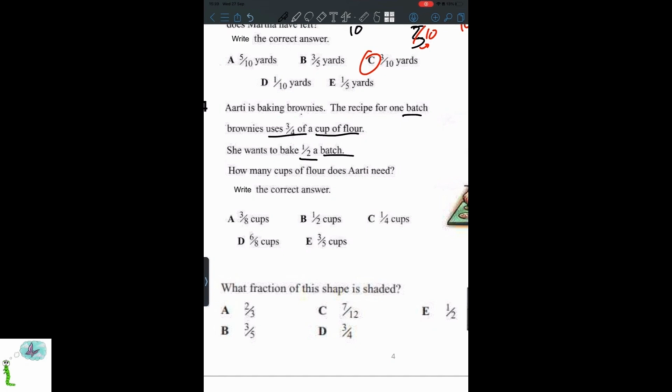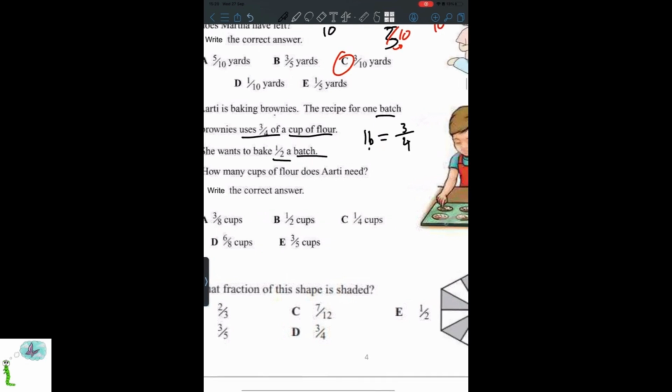So, one batch, that's B for batch, is equal to 3/4. Well, it requires 3/4, right? What she wants to do is half of a batch, and we have to figure out what goes here. And some of you might be able to see this already. Because there's equal signs, because these are the same, all we have to do is find out what happens from here to here, and then do the same thing from here to here.